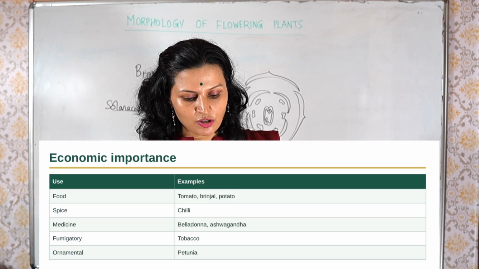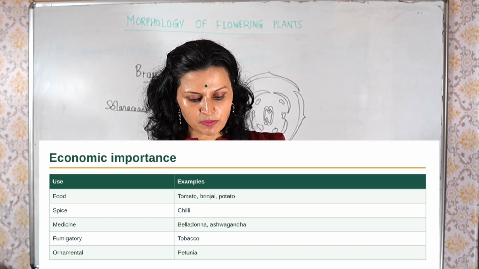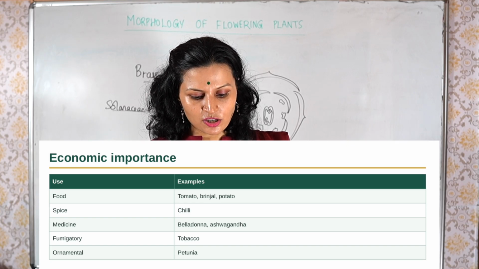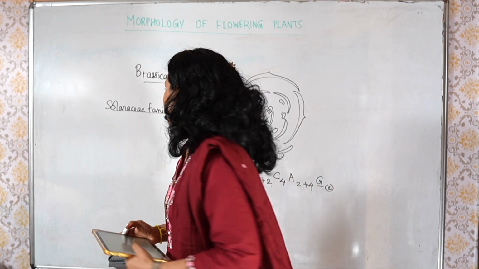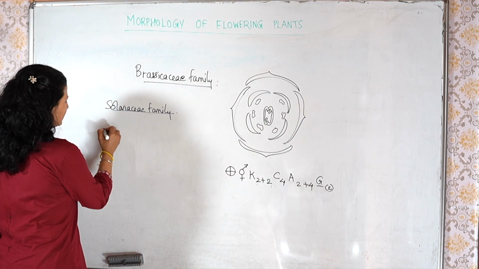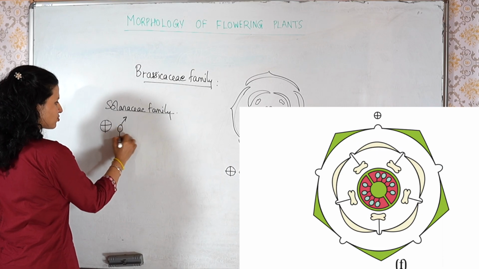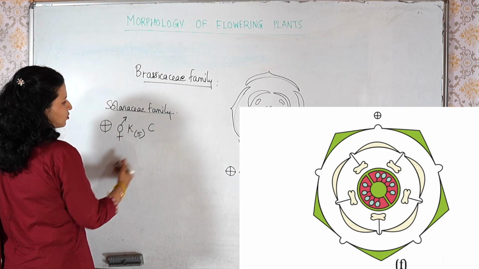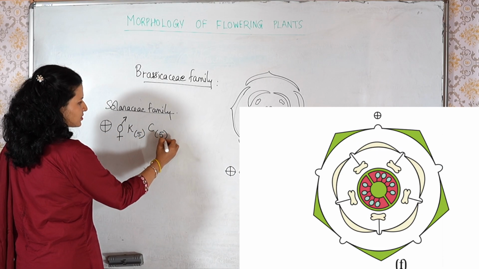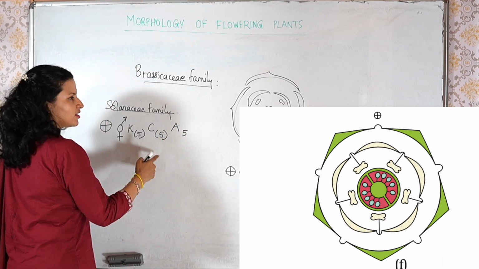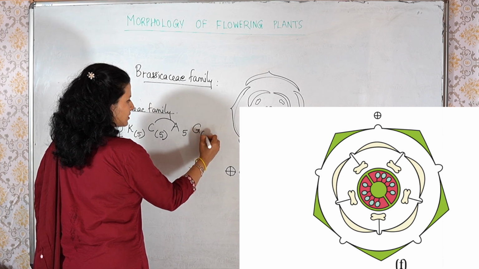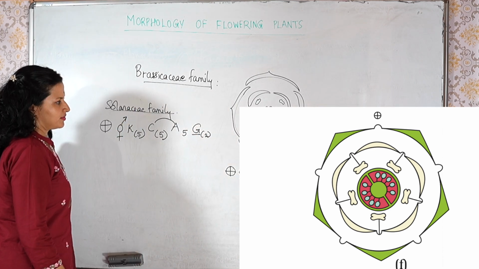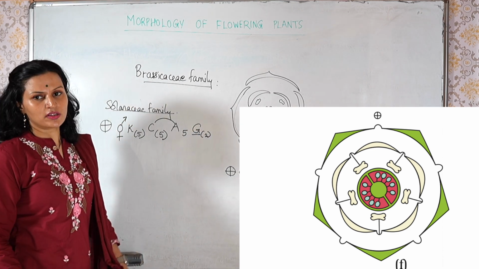Examples you have to remember: tomato, brinjal, potato, which are food; chili, a spice; belladonna, ashwagandha, medicine; tobacco, fumigatory; petunia, ornamental. And the floral formula for the Solanaceae family is actinomorphic, bisexual, calyx is 5 fused, corolla is also 5 fused, androecium are 5, but they are not fused with each other, they are fused with the corolla. The gynoecium is a bicarpellary superior ovary. Okay, so this is the floral formula for the Solanaceae family.